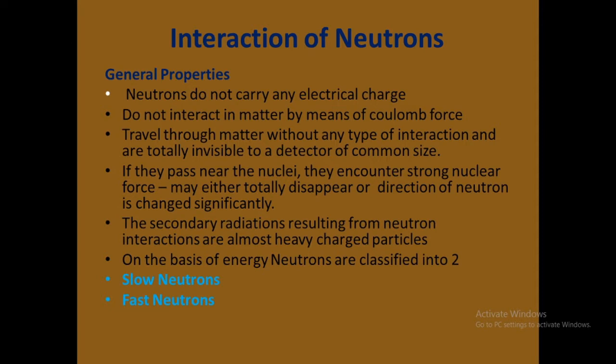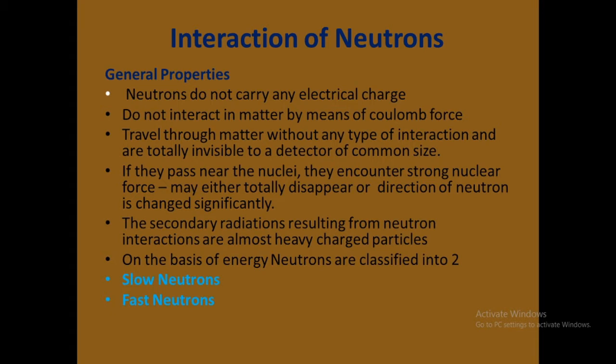The secondary radiations resulting from neutron interactions are almost always heavy charged particles. These particles may be produced either as a result of neutron-induced nuclear reactions, or they may be the nuclei of the absorbing material itself, which have gained energy as a result of neutron collisions. Most neutron detectors utilize some type of conversion of the incident neutron into secondary charged particles, which can then be detected directly. The relative probabilities of various types of neutron interaction change with neutron energy.